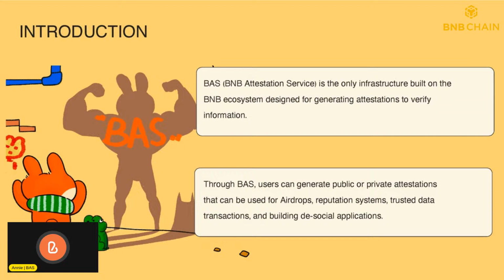Let me start with an introduction to BAS. BAS is the native verification and reputation layer in BNB Chain, enabling on-chain KYC, identity, and asset proofs for RWA, DeFi, DeSocial, and token launches, built for BNB ecosystem scalability and compliance. It is designed to generate verifiable on-chain attestations for airdrops, reputation systems, trusted data transactions, DeSocial, real-world applications, etc.